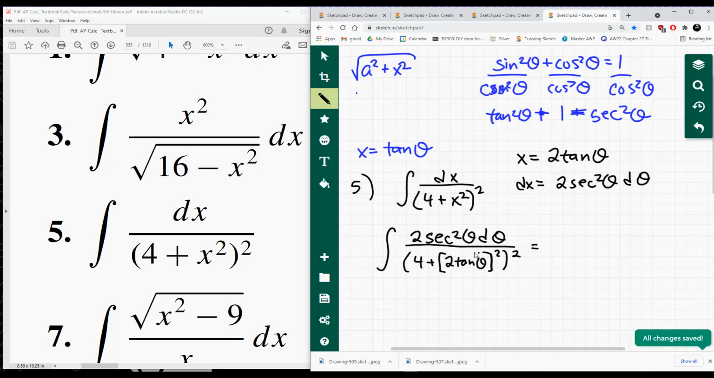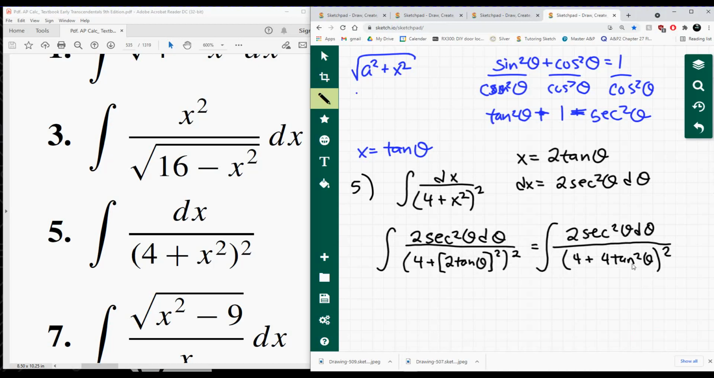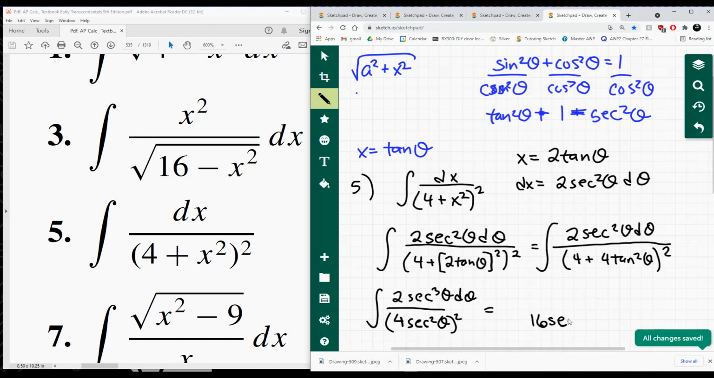And so the first thing that we do is we're going to simplify the denominator. So we get 4 plus 4 tangent squared theta. That's going to eventually be squared itself. Numerator still stays the same as 2 secant squared theta d theta. And the 4 plus 4 tangent squared theta, we know it has to be equal to secant squared. So in the denominator, we have 4 secant squared theta, which then has to be squared. This simplifies to 16 secant 4 theta in the denominator, and the numerator is still 2 secant cubed theta d theta.